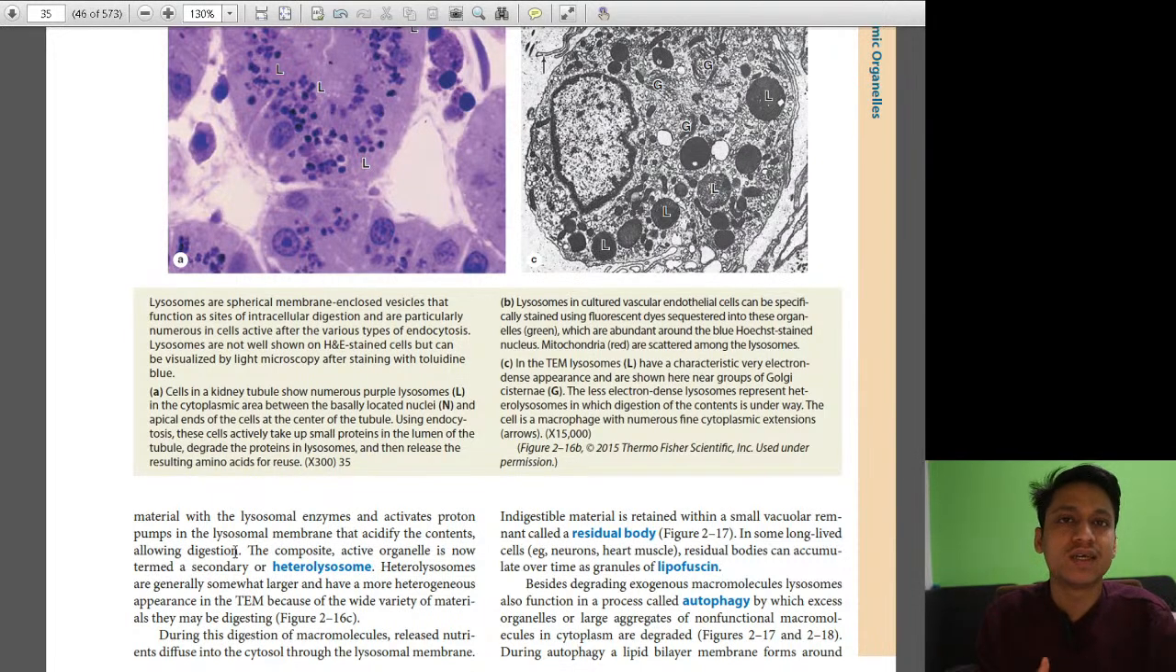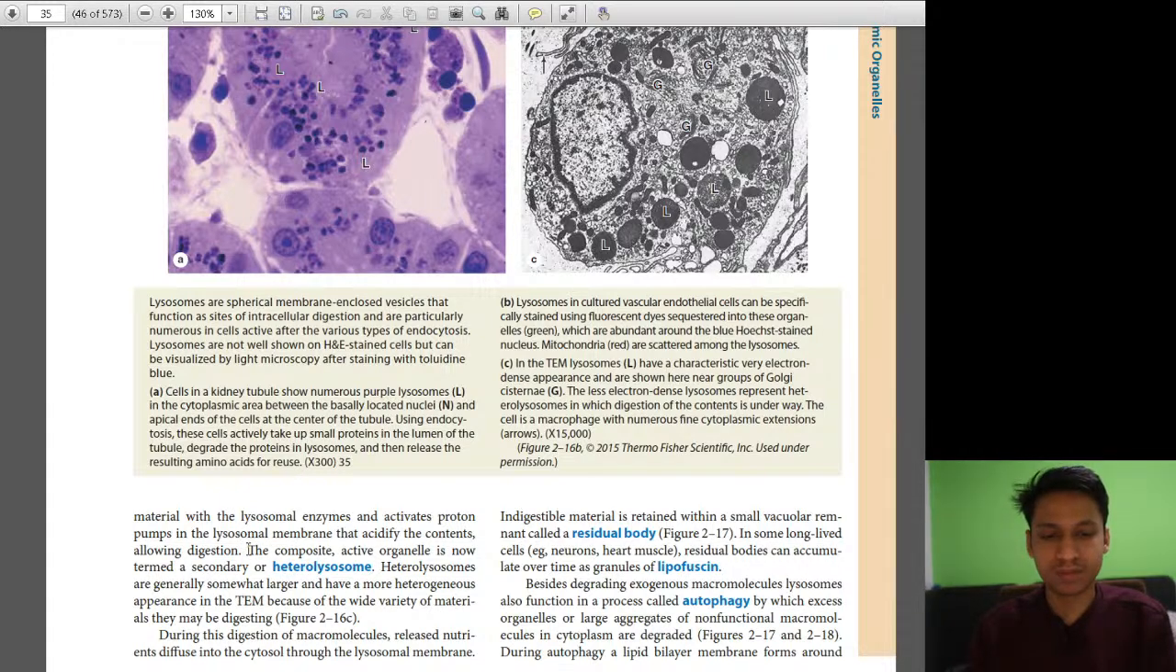This acidic environment is given by the lysosome. So any phagocytotic substance or pinocytotic substance that comes into the body first goes to the lysosome, the membrane is ruptured, and it's ready for digestion in the acidic environment provided by the lysosome. The composite active organelle is now termed a secondary lysosome or heterolysosome.